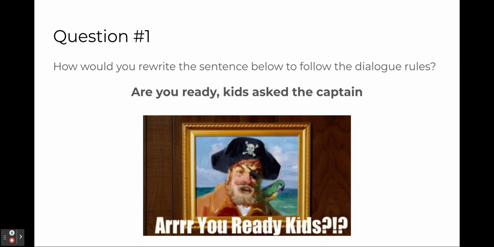Here, I want you to see what you think it would look like, basically. So how would you rewrite the sentence below to follow the dialogue rules? "Are you ready, kids?" asked the captain. So go ahead and choose which one you think is right.